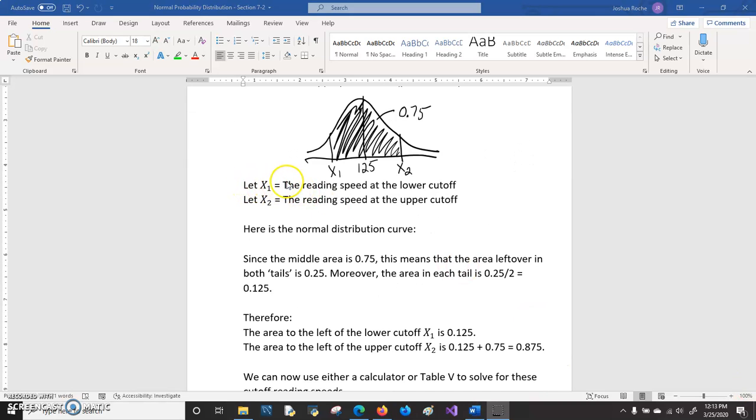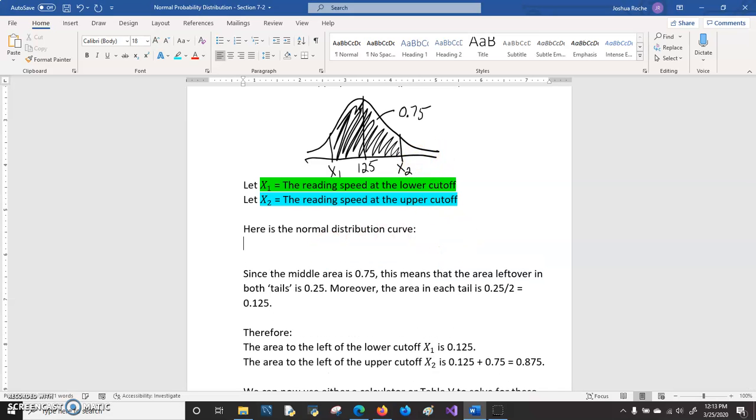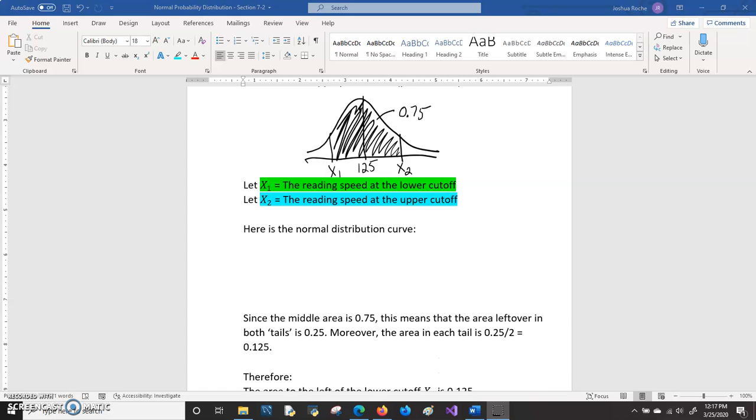So again, x1 is going to represent the reading speeds at the lower cutoff of that middle 75%. x2 is going to represent the upper cutoff of the middle 75%. I'm going to redraw the curve one more time because there is something else to say about it. So again, the middle portion of that curve is 0.75.